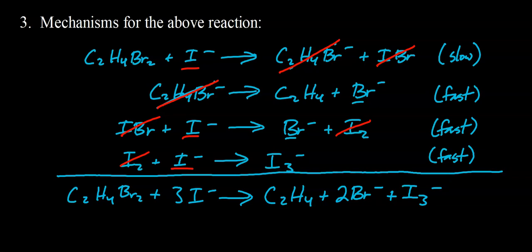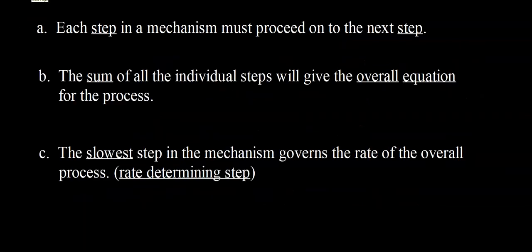So let's fill in some blanks. First of all, each step in a mechanism must proceed on to the next step. So we saw this on the first page, the intro to the clock reaction lab procedure. That was a mechanism. It showed the steps involved in that process. Each one continues on to the next. And like we saw here, the sum of all the individual steps will govern the overall equation for the process. And lastly here, very, very important: the slowest step in the mechanism governs the rate of the overall process. This slowest step is called the rate determining step.